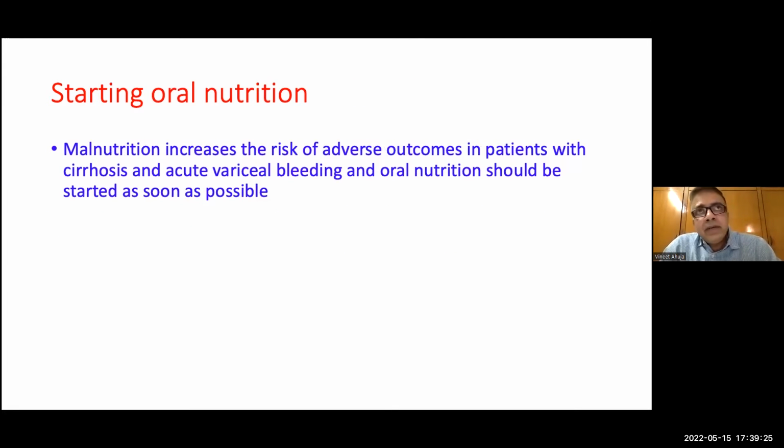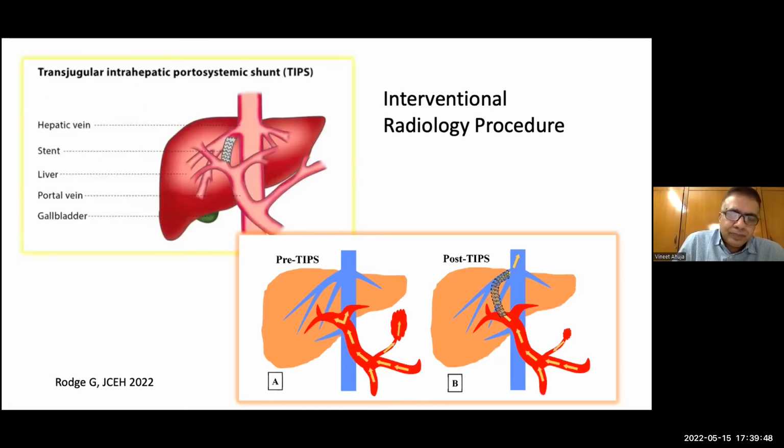Very interesting thing that you would like to start oral nutrition as fast as possible for two reasons. Malnutrition increases the risk of adverse outcomes. Secondly, enteral nutrition also decreases the stress ulcer bleed rates when the patient is in ICU and also decreases the chances of developing an infection. So oral nutrition with liquid should be started as soon as possible.